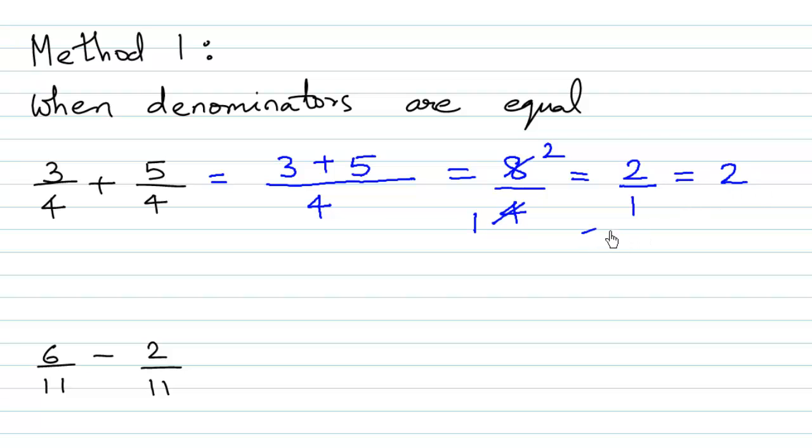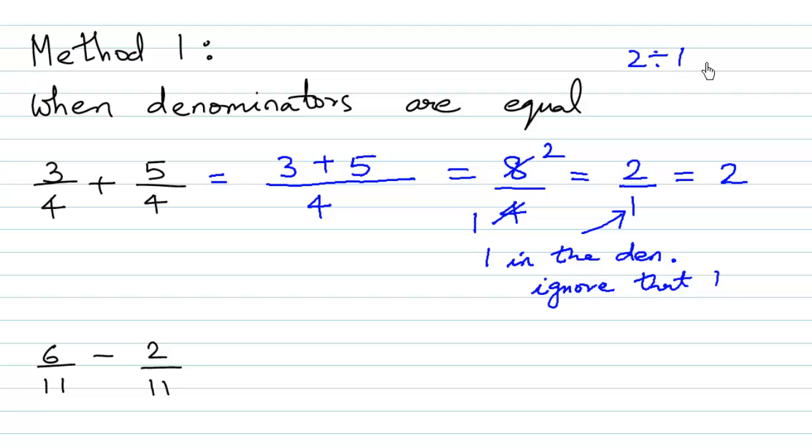So whenever you see a 1 in the denominator, we can simply ignore that one. But if 1 is there in the numerator, you should not ignore the 1. Remember, only 1 in the denominator can be ignored. 2 upon 1 is the same as 2 divided by 1. And we know 2 divided by 1 is 2. So we can directly write 2 upon 1 as 2.